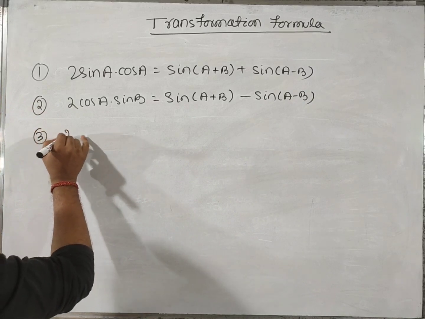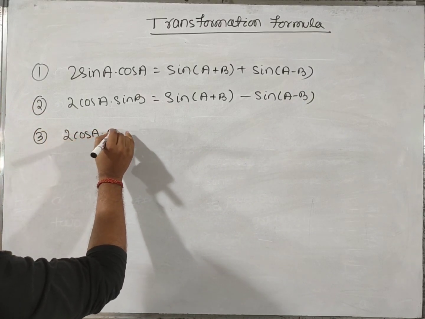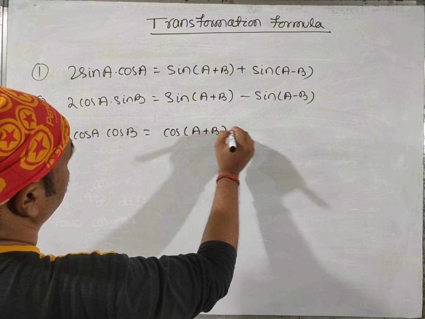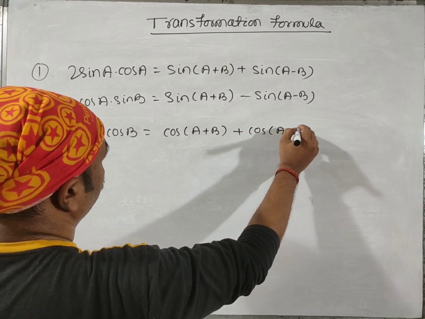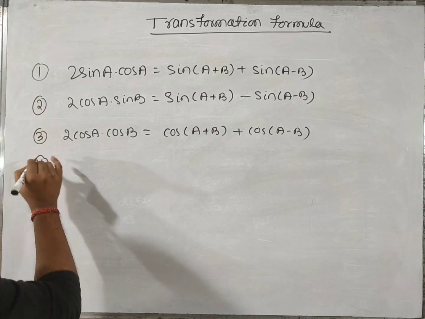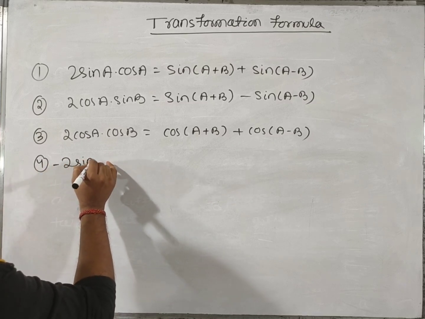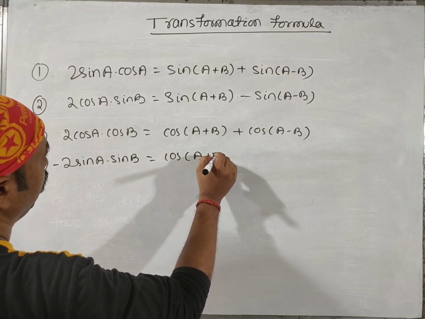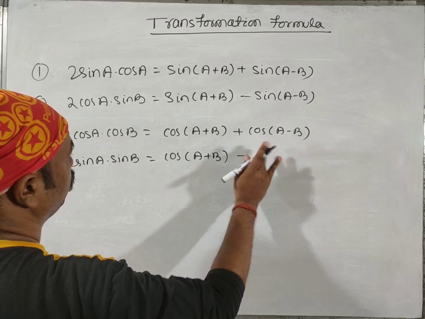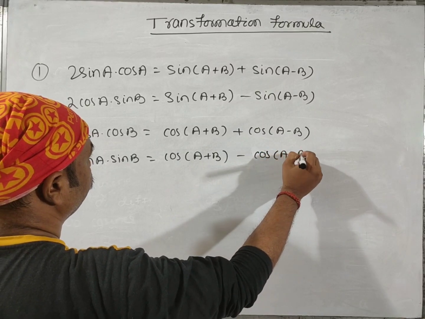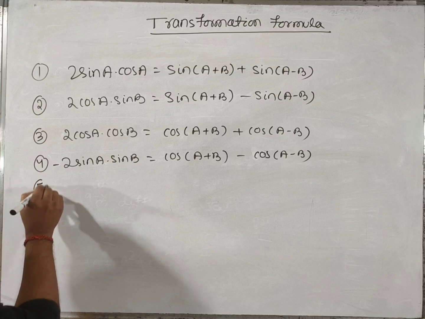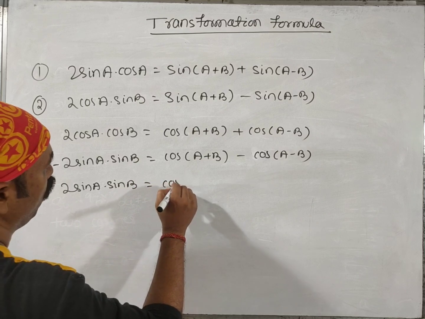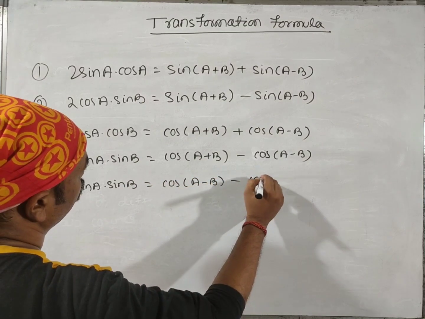The third one is 2 cos A cos B. It is cos(A+B) + cos(A-B). The fourth one is -2 sin A sin B. It is cos(A+B) - cos(A-B). The fifth one is 2 sin A sin B. It is cos(A-B) - cos(A+B).